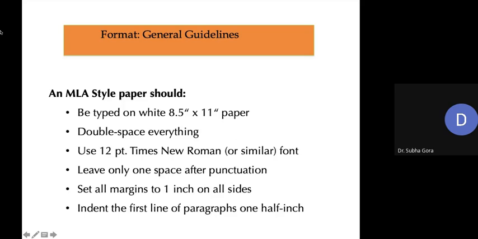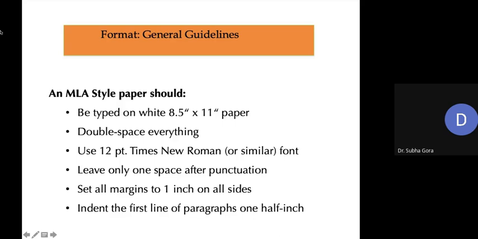Now, if you look at the general guidelines, we all know, usually it is on white paper, typed, on 8.5 by 11-inch paper. Always the entire document is double spaced, be it the headings, the block quotation, the footnote, endnote, anything. There should be no extra spaces between paragraphs. Then always use 12 point Times New Roman or a similar font, and leave only one space after a punctuation mark, unless otherwise instructed by your instructor.